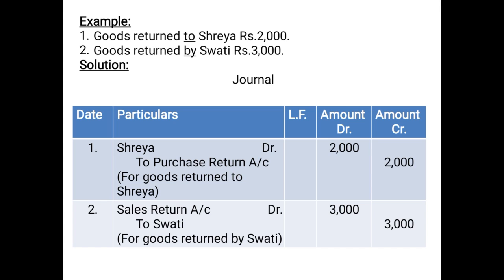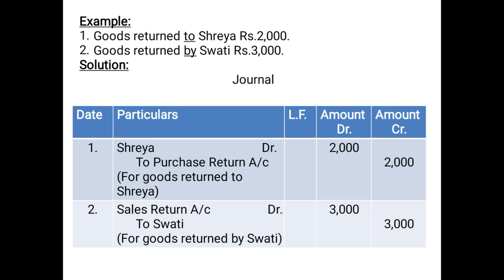And when Swati has returned this amount of goods to the business, that means now the business owes 3000 to be paid to Swati. That means Swati has become a creditor for the business. Creditor being a liability will be credited. So what will be the entry framed? Sales return account debited 3000 in the debit column, in front of sales return account, to Swati. Now since Swati is a human being, we will not suffix the word account. So to Swati 3000. And what can be the narration for goods returned by Swati?